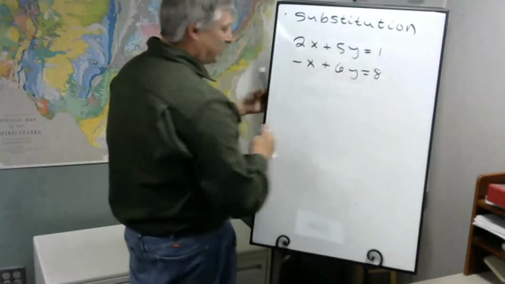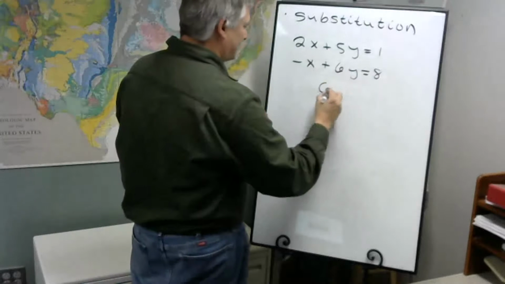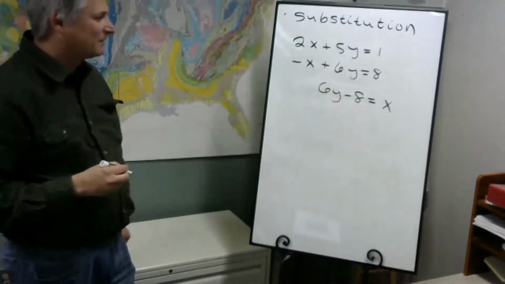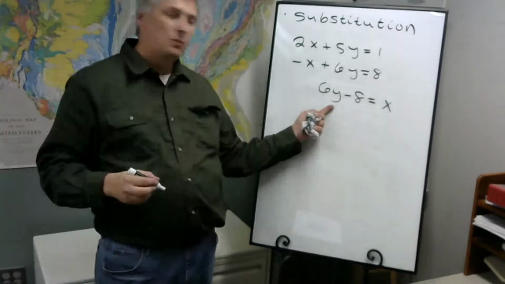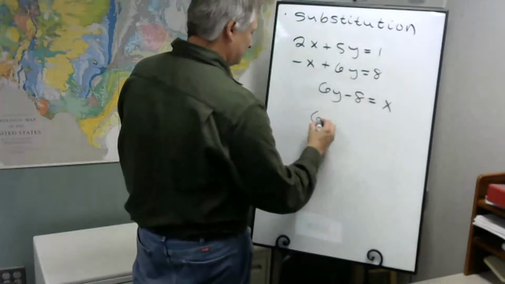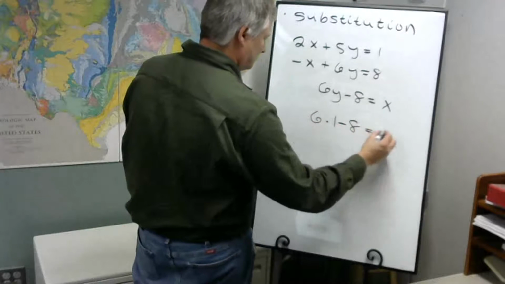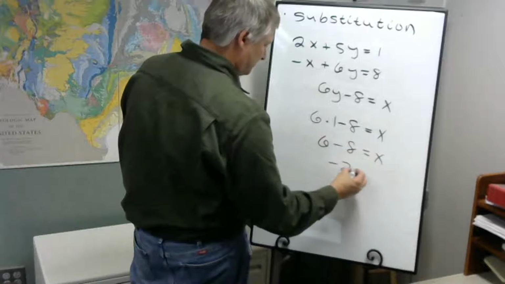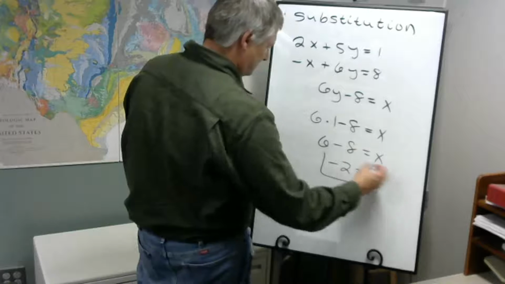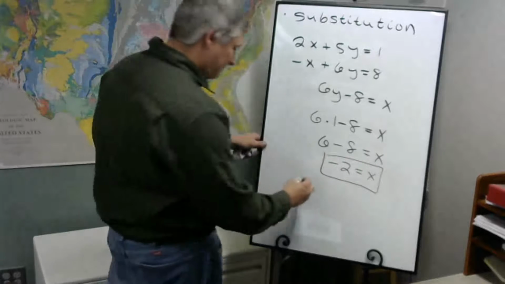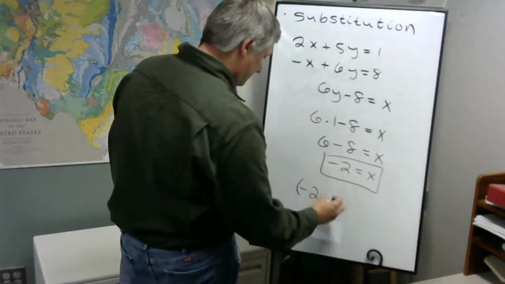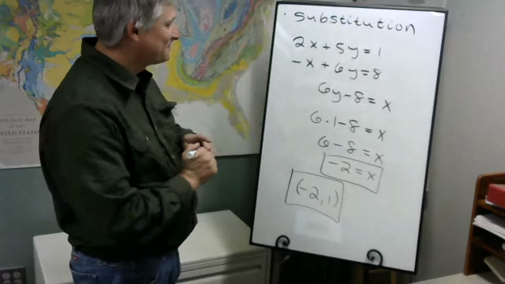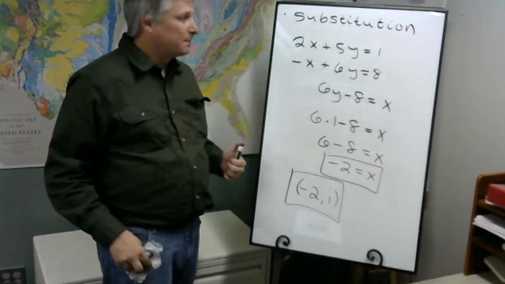Now, I erased my equation here. The equation we had for x was that. So now to find x, we just substitute y as 1. That gives minus 2 equals x. And that's going to be your answer. So that's the method of substitution.